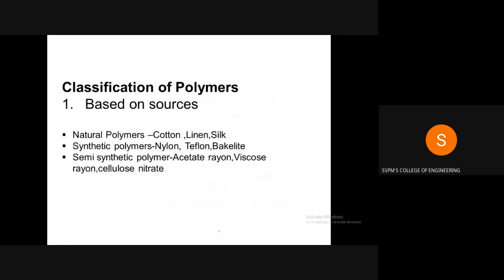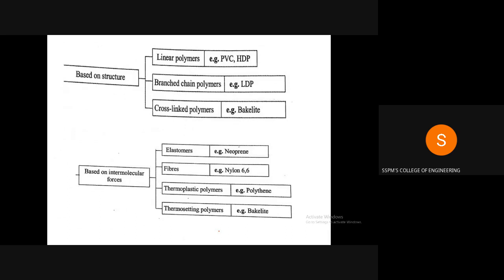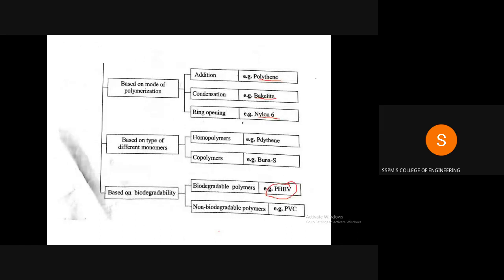So crosslink, it is a synthetic polymer, crosslink polymer. Bakelite is a condensation polymer and it is a network polymer. Also phenol and formaldehyde are the monomers of bakelite. Then teflon is also important.